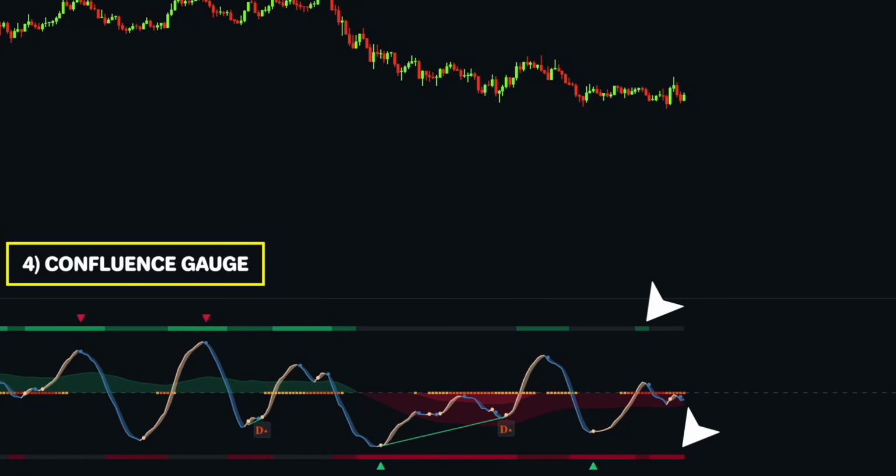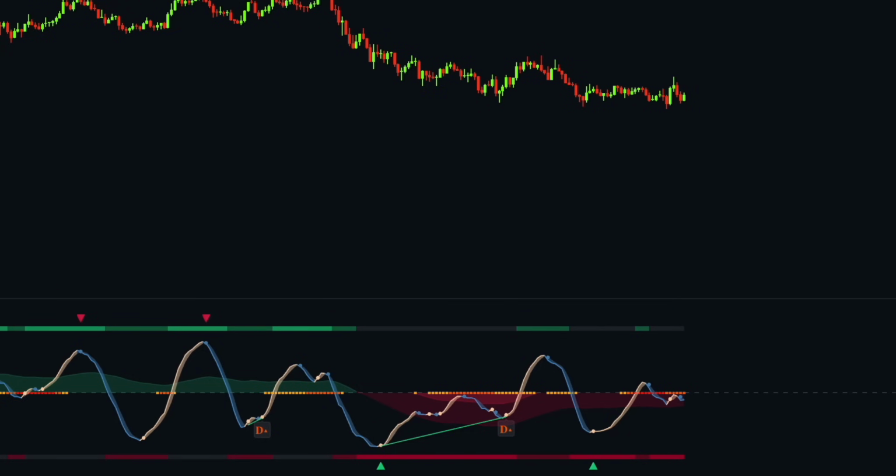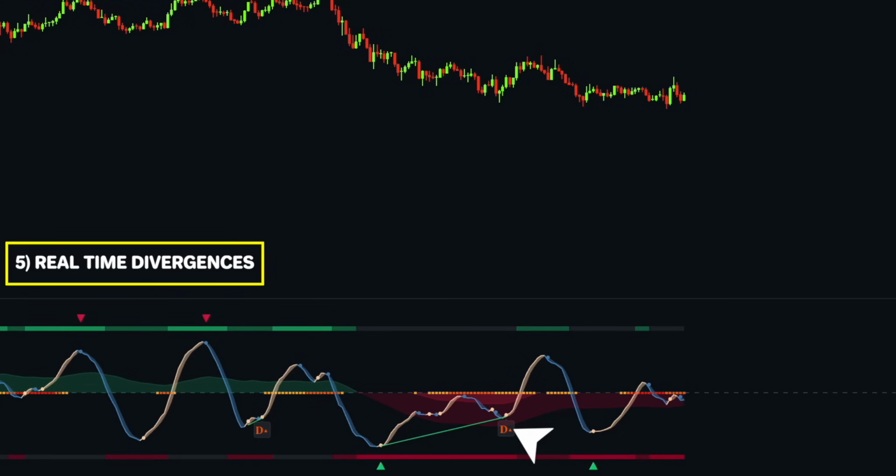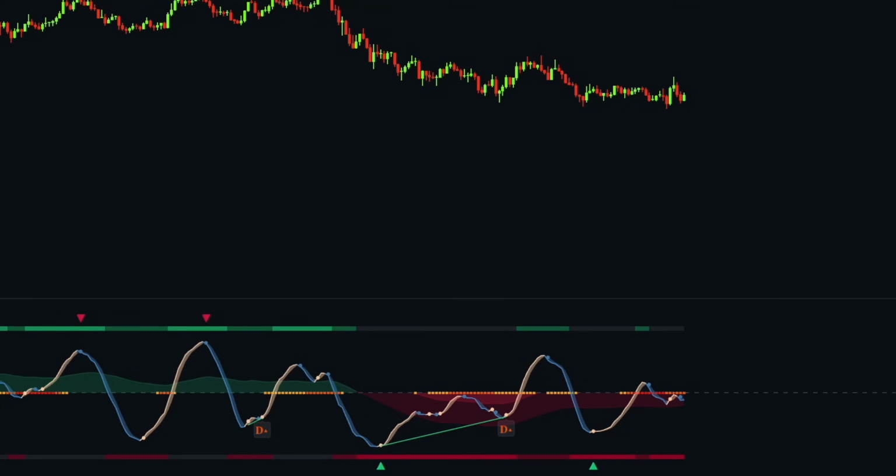The next feature is the confluence gauges. Placed at the top and bottom of the indicator, these gauges measure the confluence in the relationship between the momentum oscillator and directional flux. They provide you with an easily interpretable visual aid for detecting market sentiment. The fifth component is real-time divergences. Equipped with a custom algorithm, the indicator detects real-time divergences between price and the oscillator. This dynamic feature enhances your ability to spot potential trend reversals as they occur. Overall, this is a great oscillator to test out.